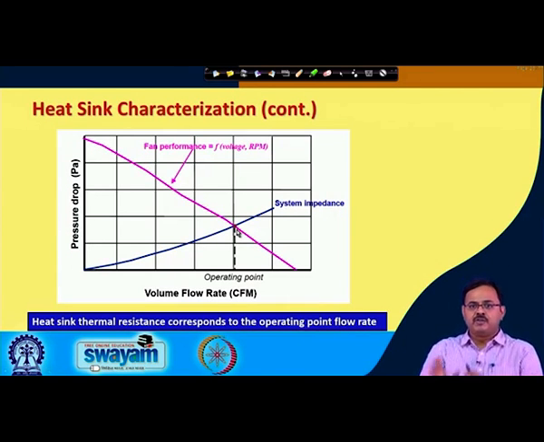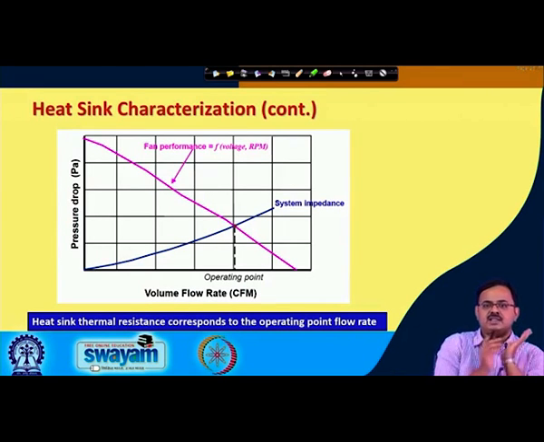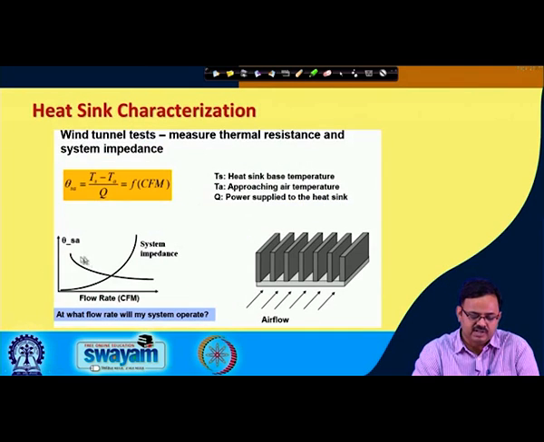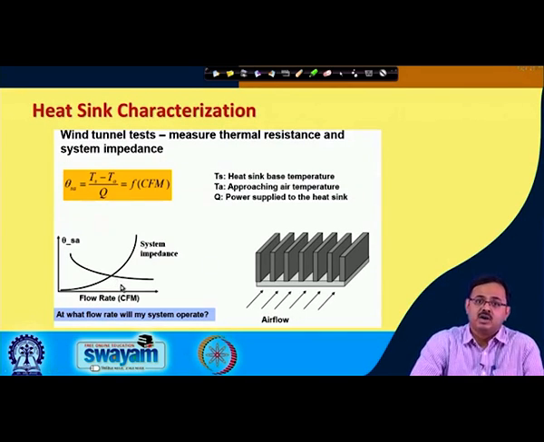Okay. So, therefore, if I give you a heat sink, the first thing we have to do is get the system impedance curve, and there are ways to do that. We will come to that. Okay. Next, we will get a fan performance curve, and from the point of intersection we will get the operating point and the flow rate corresponding to that operating point. Next, now that I know the operating point flow rate, I will go back to the previous slide and calculate what is going to be the sink to ambient thermal resistance at that flow rate corresponding to that operating point. Okay. So, that is how the heat sink characterization works.